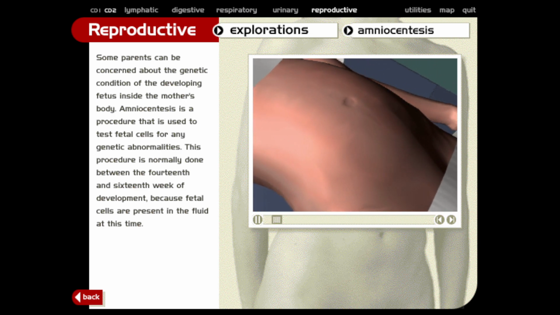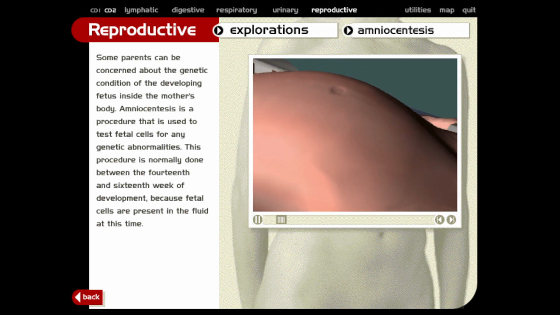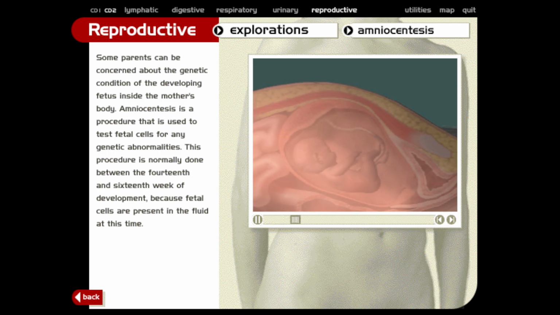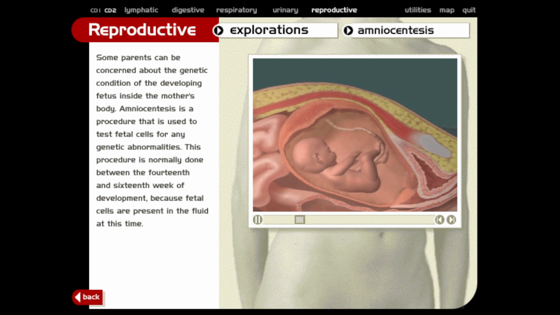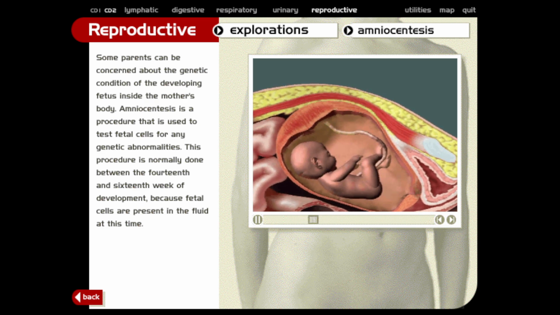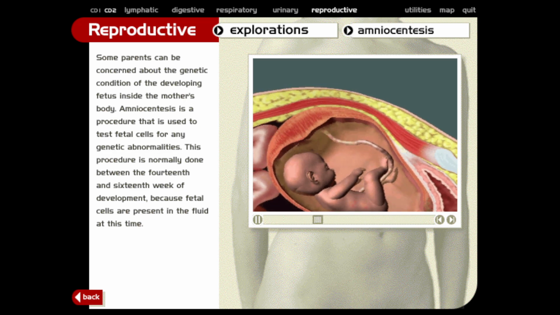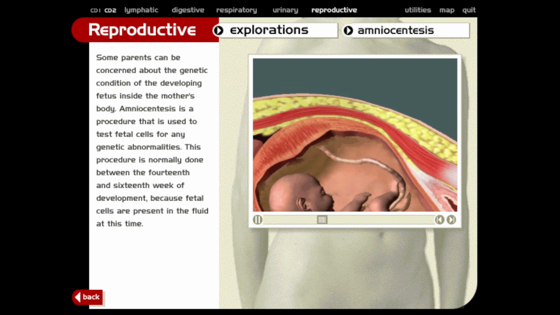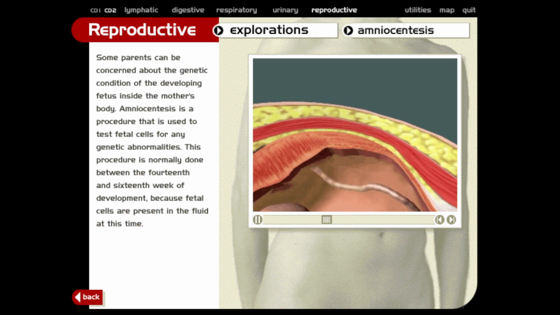Some parents can be concerned about the genetic condition of the developing fetus inside the mother's body. Amniocentesis is a procedure that is used to test fetal cells for any genetic abnormalities. This procedure is normally done between the 14th and 16th week of development because fetal cells are present in the fluid at this time.